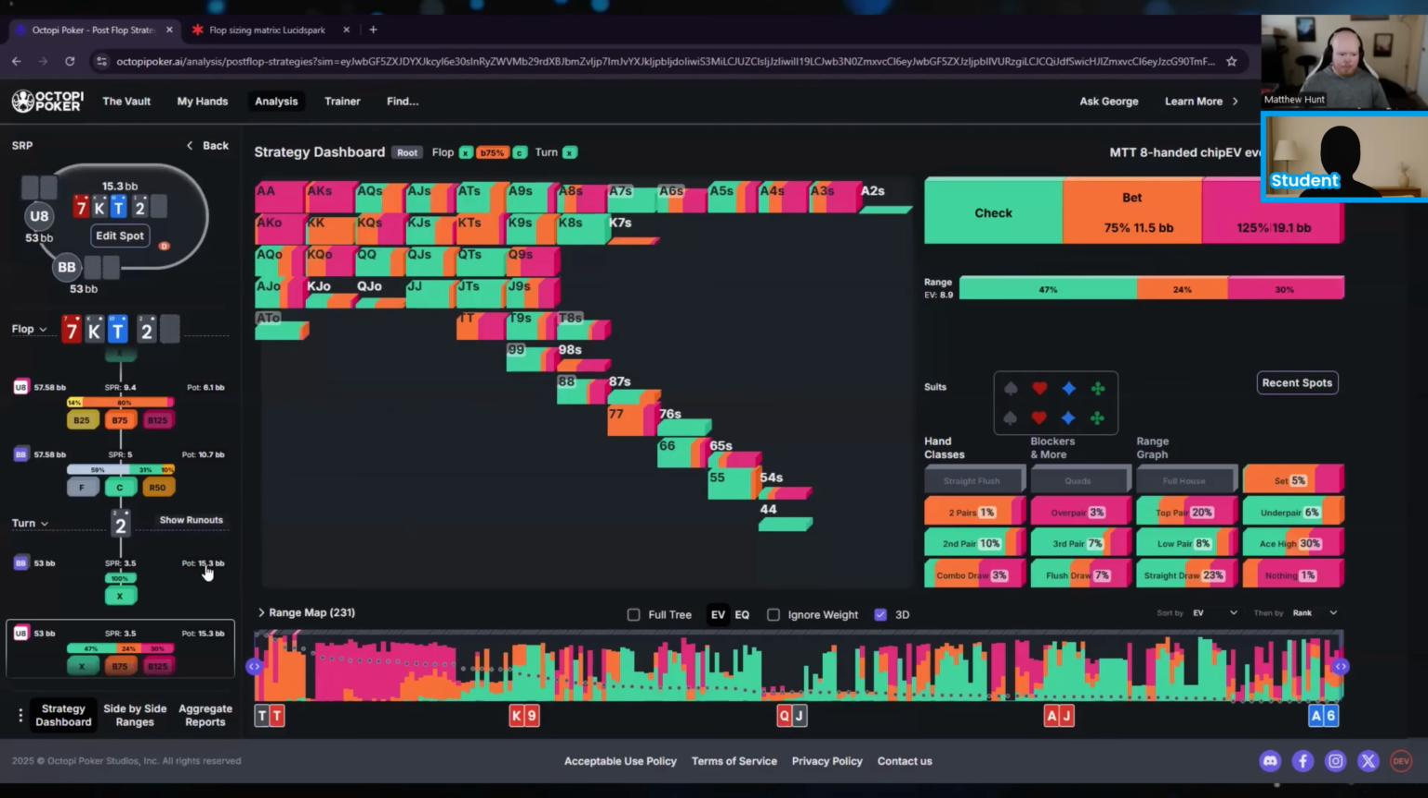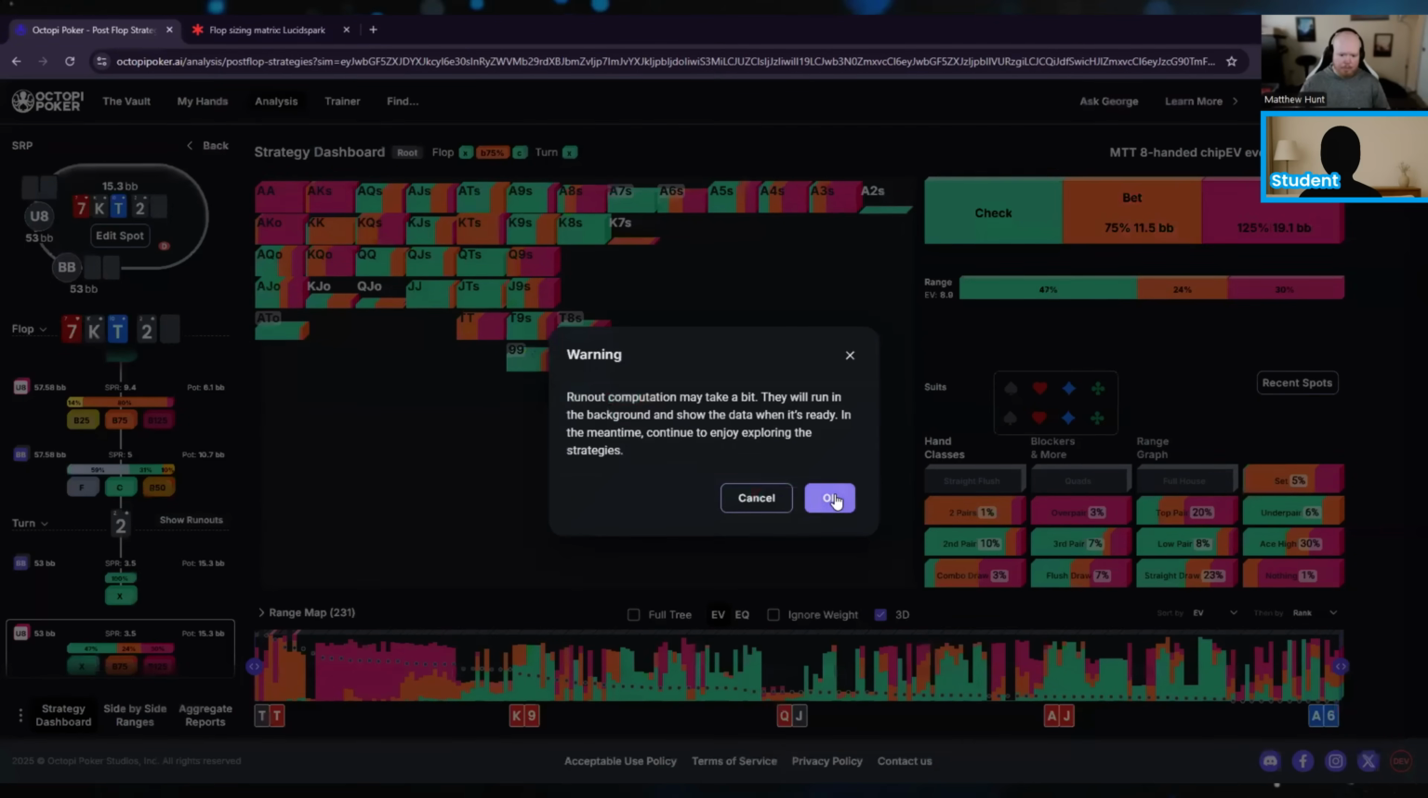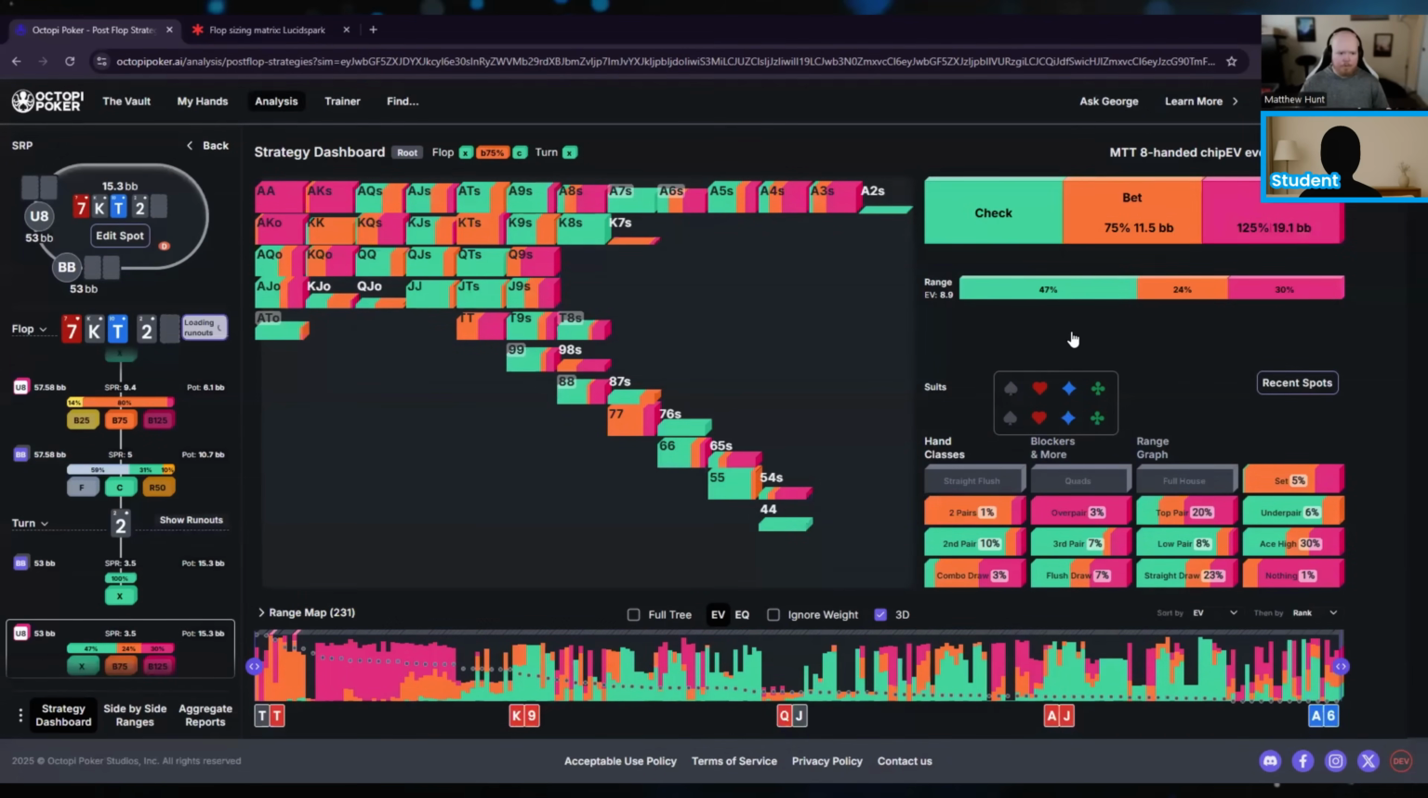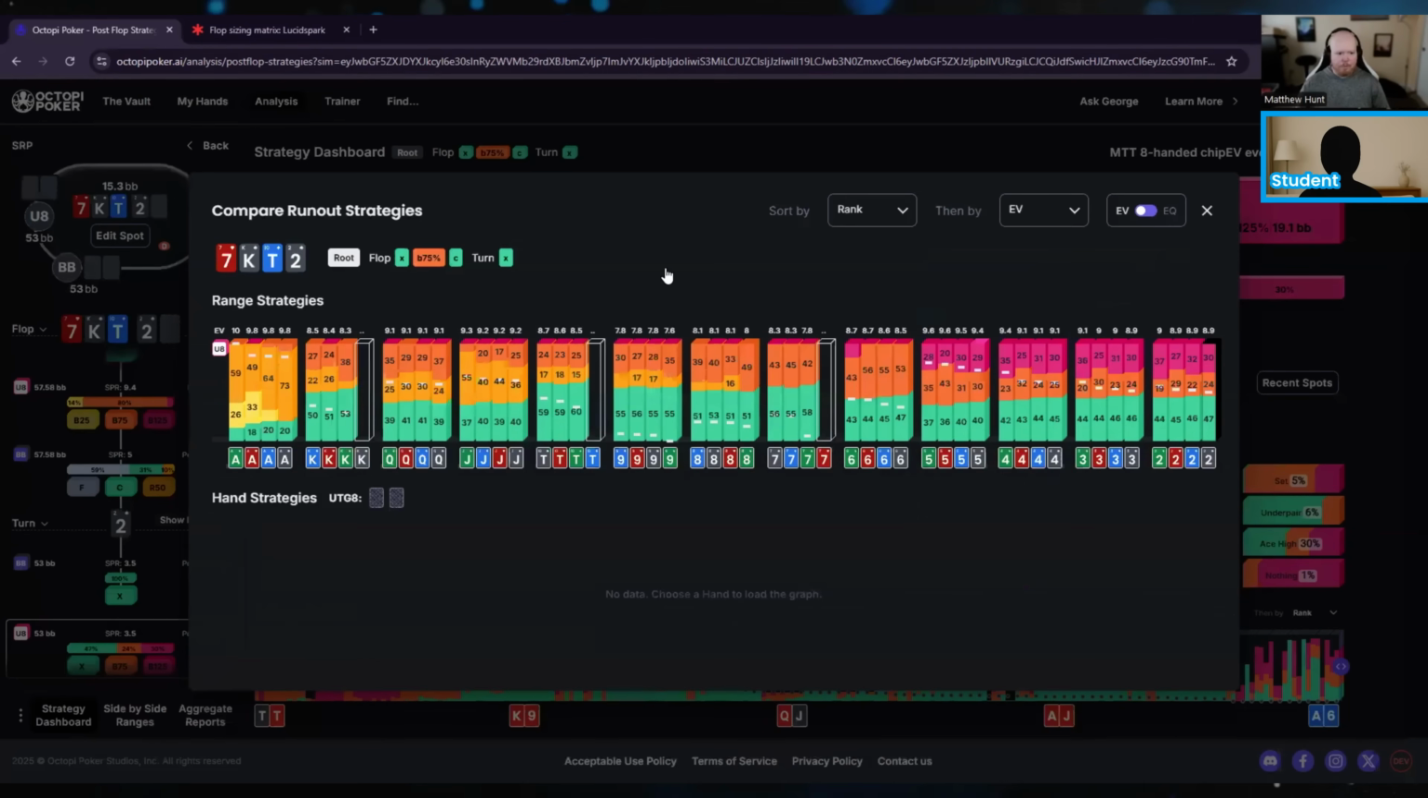Now, if I was to go to the runouts tab and show the turn and river runouts, or specifically the turn runouts for this specific spot, there's a couple things you can notice here, right? In terms of the ranking of the card, first of all, if the turn is an ace, that completes a straight. And that shifts us strategy-wise into a lot more medium and small betting and a lot less big betting.